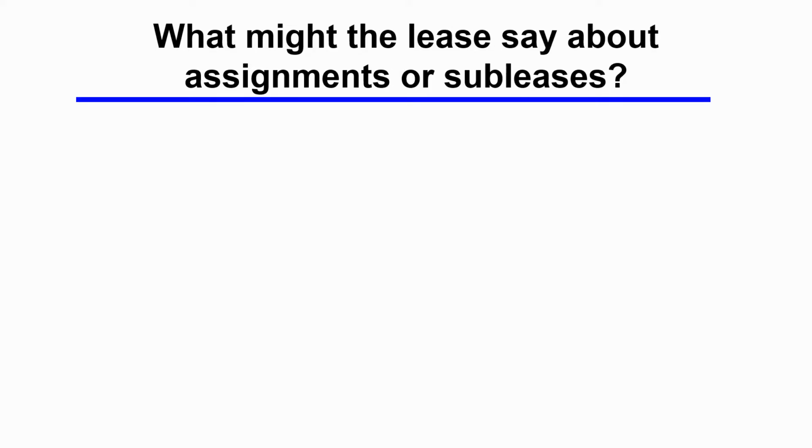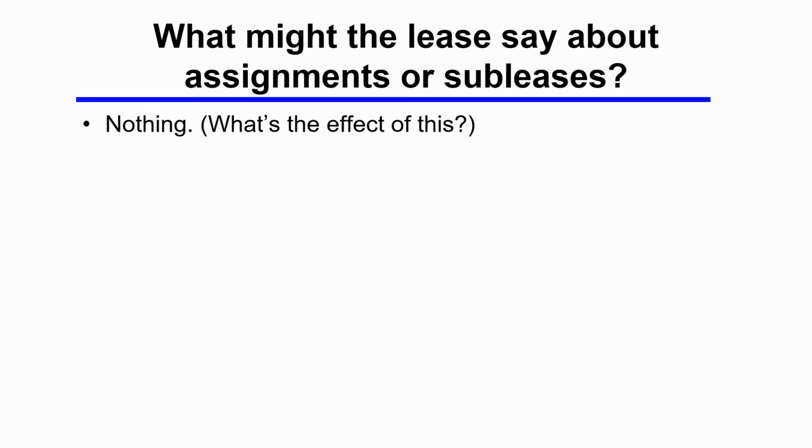What might the lease say about assignments or subleases? Well, one possibility is that it will say nothing at all. What's the effect if the lease simply doesn't mention assignments or subleases? The answer is that it's perfectly okay for the tenant to make an assignment or a sublease. They don't need the landlord's consent or approval. In fact, they don't even need to tell the landlord about it, literally. They can just go ahead and do it.